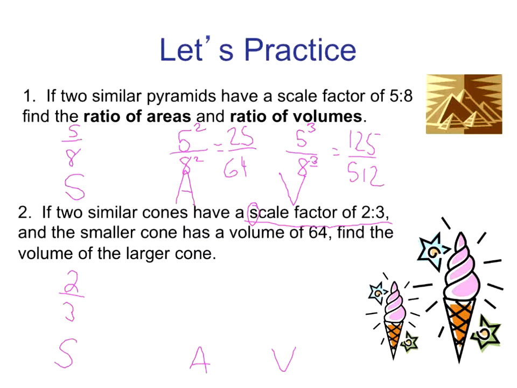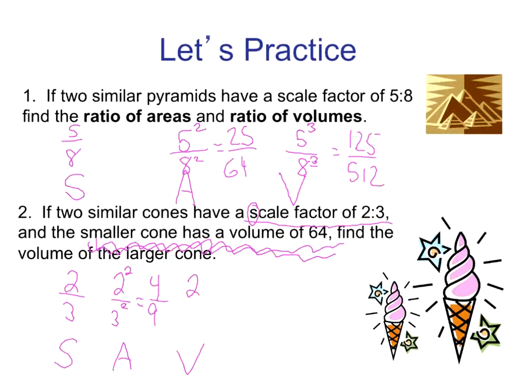And the smaller cone has a volume of 64. So I'm just going to underline that a little bit. Smaller cone has a volume of 64. Find the volume of the large cone. Well, I can't do that until I fill in my A and my V. Now, technically, in this example, nowhere are they talking about area, but just for good form, I always do S-A-V every time, because that way I know that I haven't made a mistake. I'm always going to do my S, then my A, then my V. So A, just for good practice, 2 squared over 3 squared, which is 4 over 9.